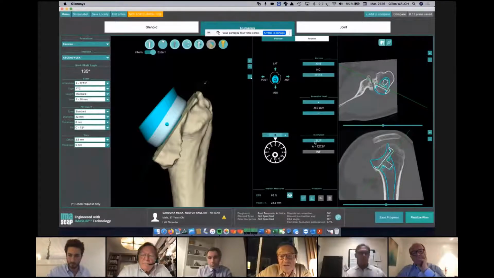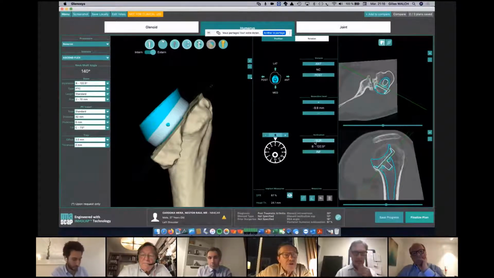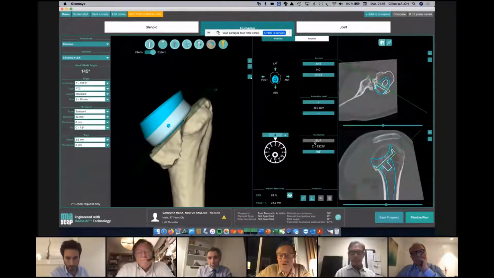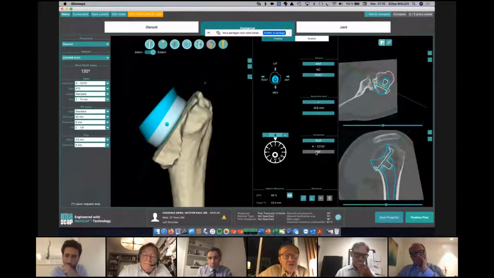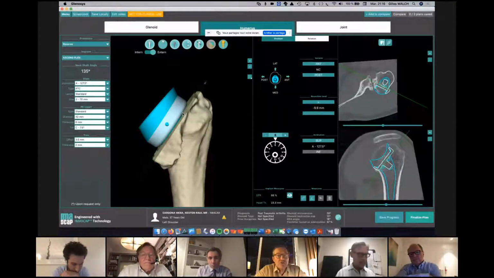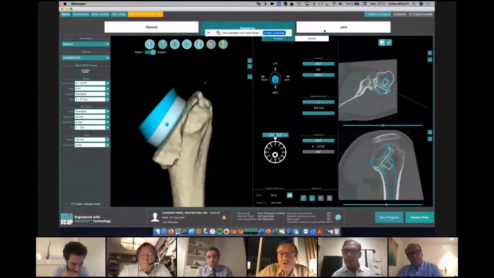I have 135 degrees neck shaft angle. If I like, I can choose more. If I want to have 145, it's possible, but I like to use 135 because clearly Mark Frankle showed that we had better results and less notching with 135 degrees neck shaft angle. So I follow Mark Frankle for that.